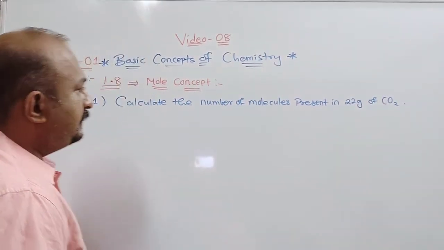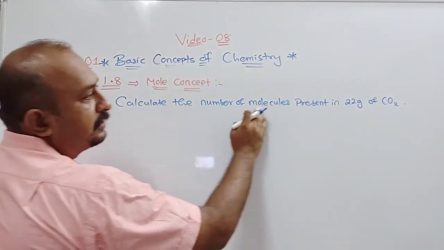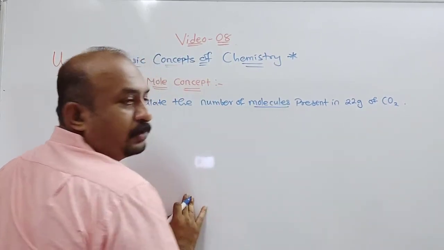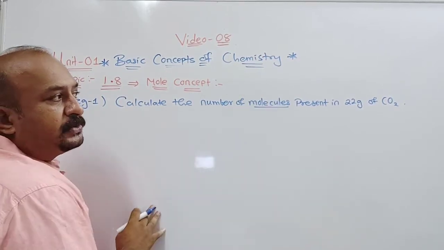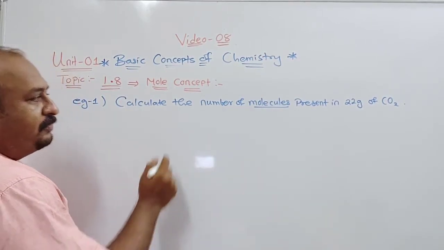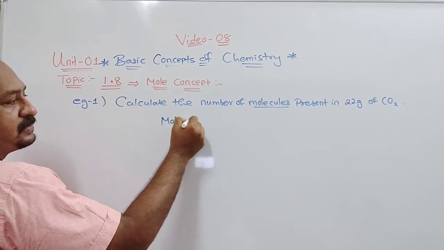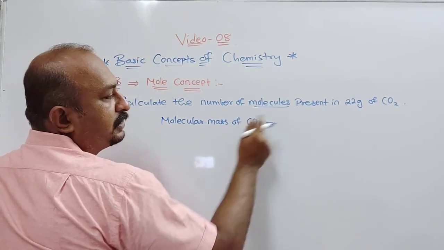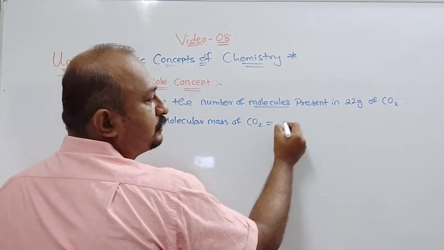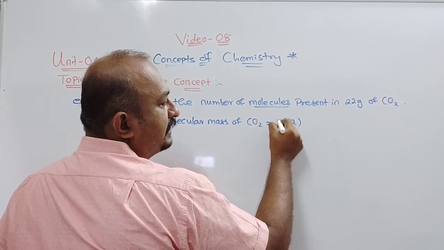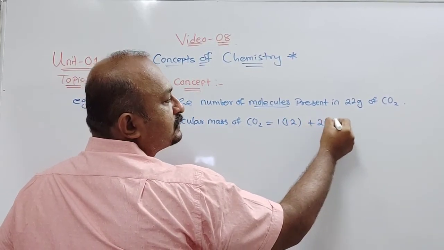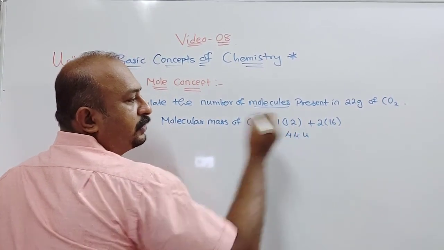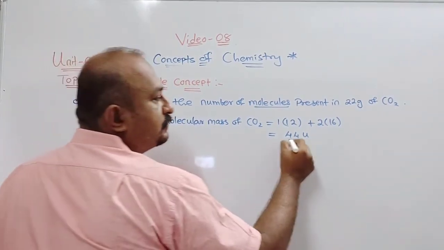Understood? Now you can see the question: calculate the number of molecules present in 22 grams of CO2. First of all we will find the molecular mass, or molecular weight, of CO2. So the molecular mass of CO2 is 12 into 1 plus 2 into 16. Understood? So it will be 44 U. This is unified mass.